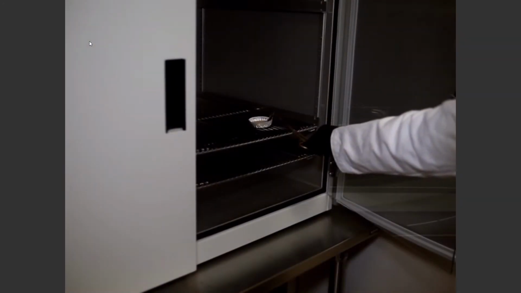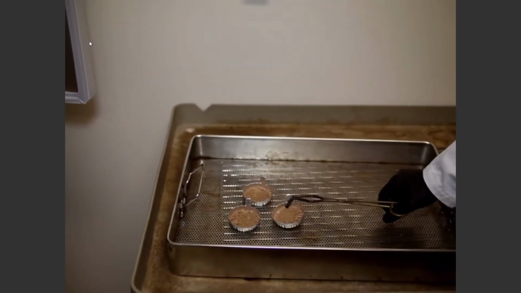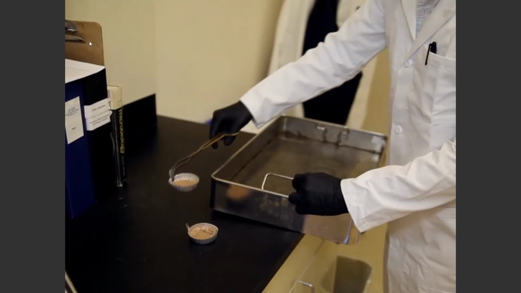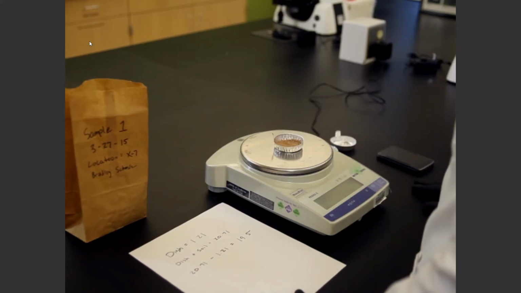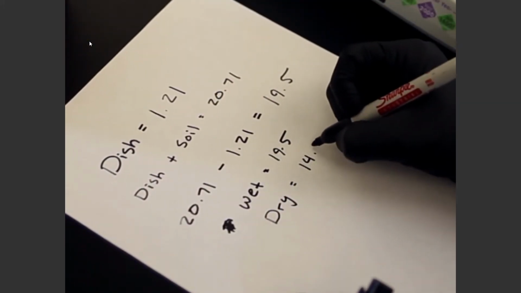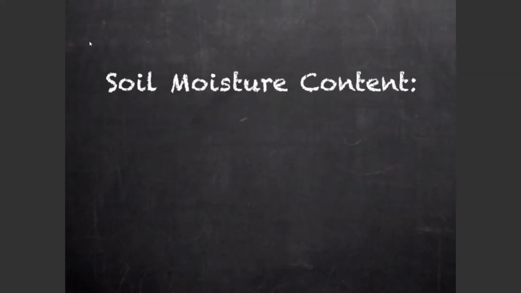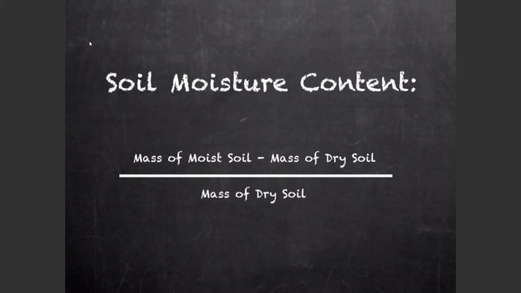On the next day, carefully remove the soil samples from the oven using tongs. Place the soil samples on the bench top to cool. When the dry soil samples are cool, reweigh them and record the total weight. Subtract the weight of the aluminum dish and record the dry soil weight. Calculate the moisture content of the soil by subtracting the weight of the dry soil from the weight of the moist soil, and then dividing by the weight of the dry soil.